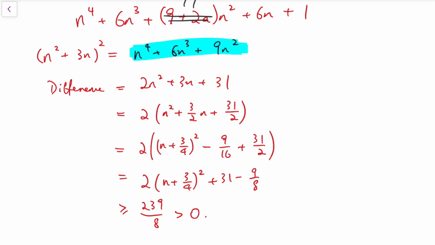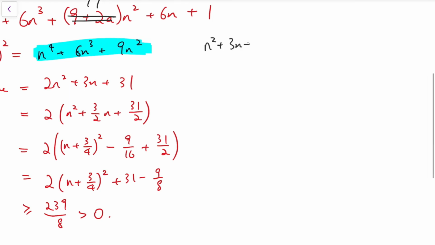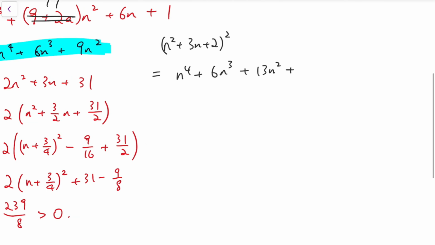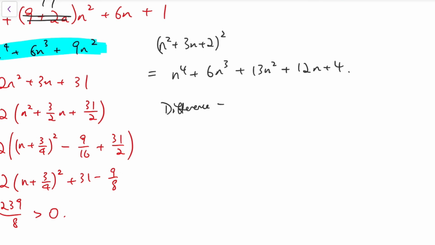Now we can also take a look at what happens to n squared plus 3n plus 2 all squared. Now on the other hand, this perfect square would give the same starting two terms as before, but for the rest of the terms, we have 13n squared, which is 3 squared plus 2 times 2, and then plus 2 times 2 times 3, 12n, plus 4. Now this seems to be larger than the given quartic.